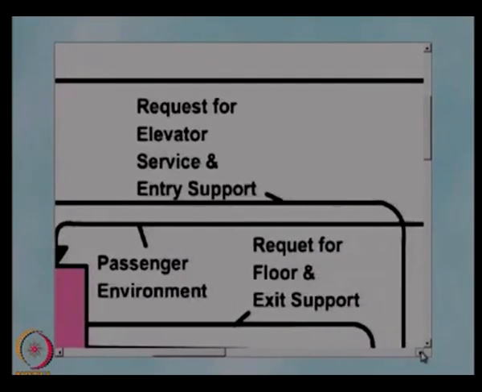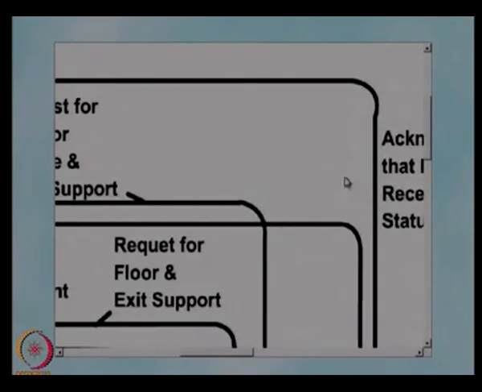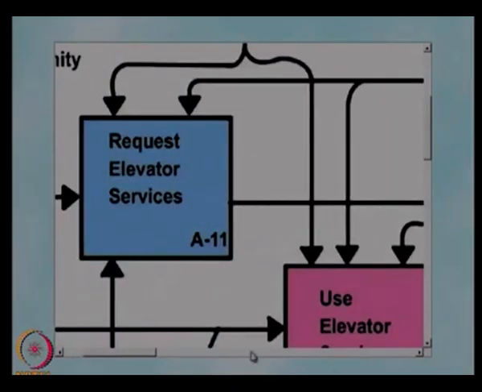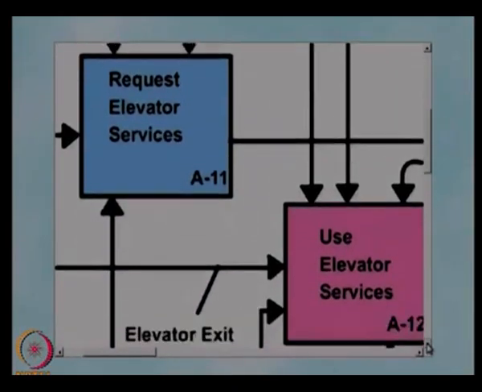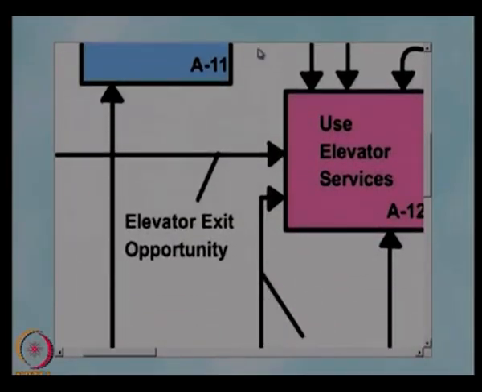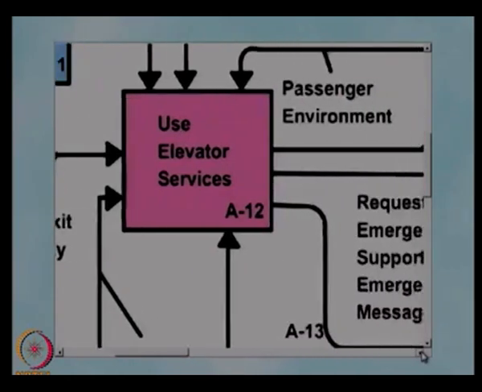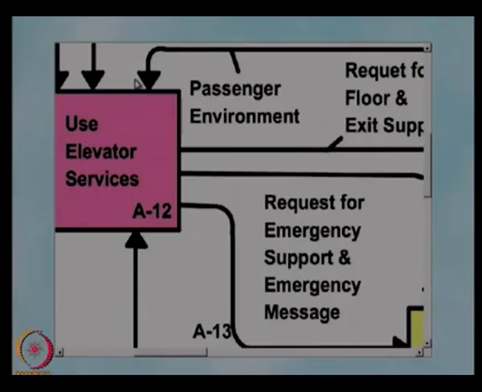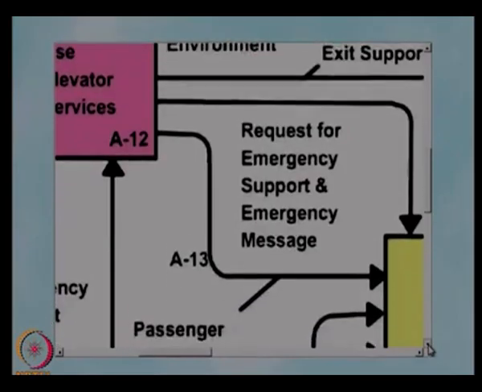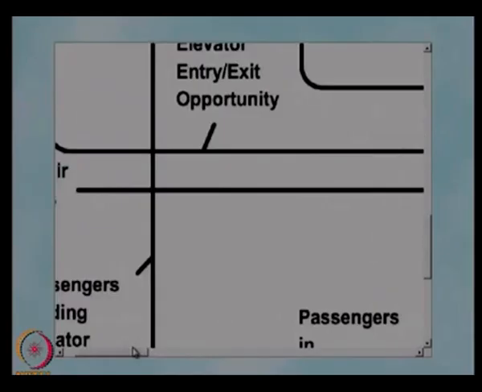So is there an output going from the system? You can see that there is an output going from here to the external system, and similarly use elevator service is another function. So whatever output comes from here will be coming to here as digital inputs, and then it will be going to the elevator services, and then the passenger environment will come as an external input to this, and then the request emergency support and emergency message will be another output from here. So all these inputs and outputs and the interactions will be properly recorded in a pictorial way, basically to get a better understanding of the interaction between the system and the external system.